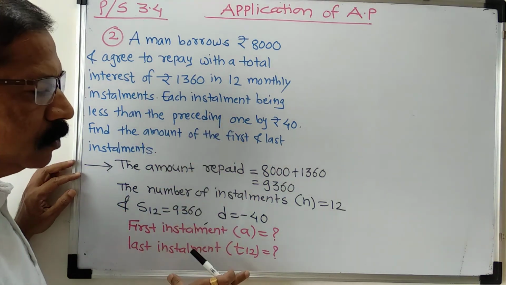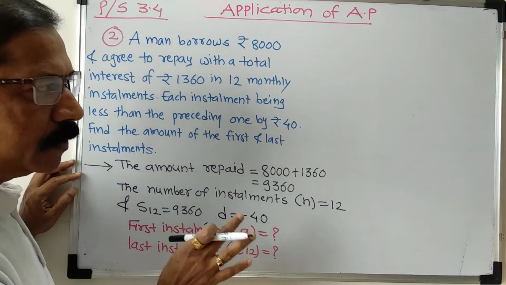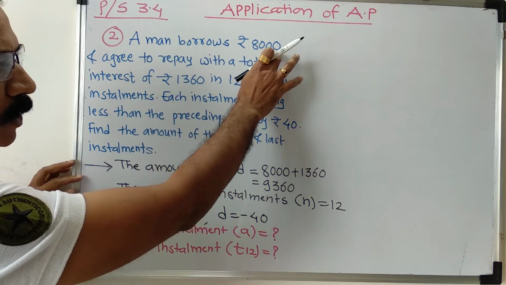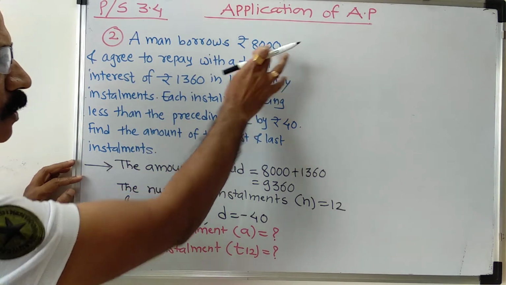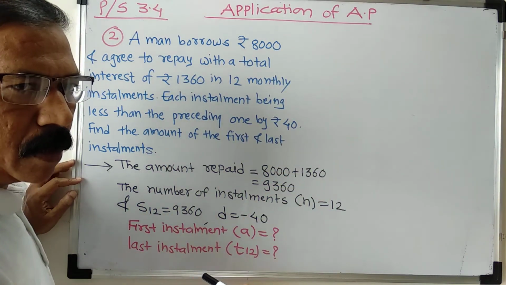So we'll first note down the things which are given. See, a man borrows rupees 8,000. त्याने 8,000 रुपये उसने घेतलेले आहेत आणि 1,360 व्याजासह तो परत पैसे भरणार आहे.